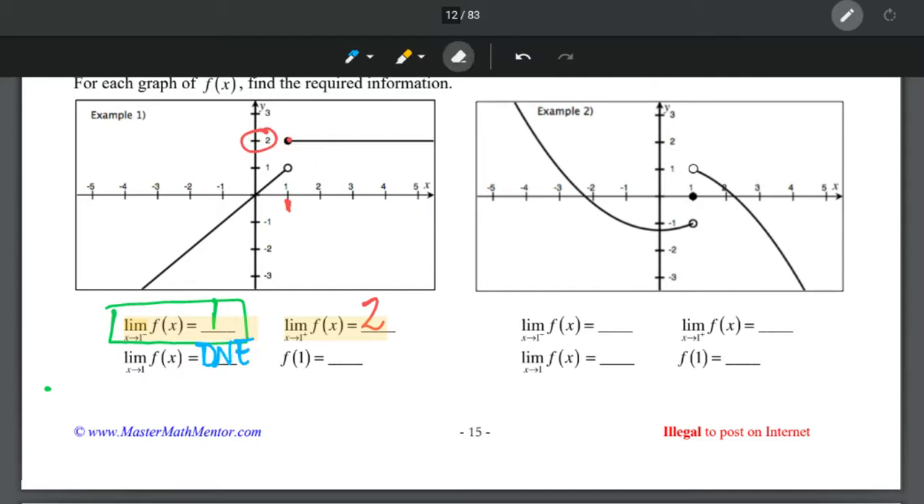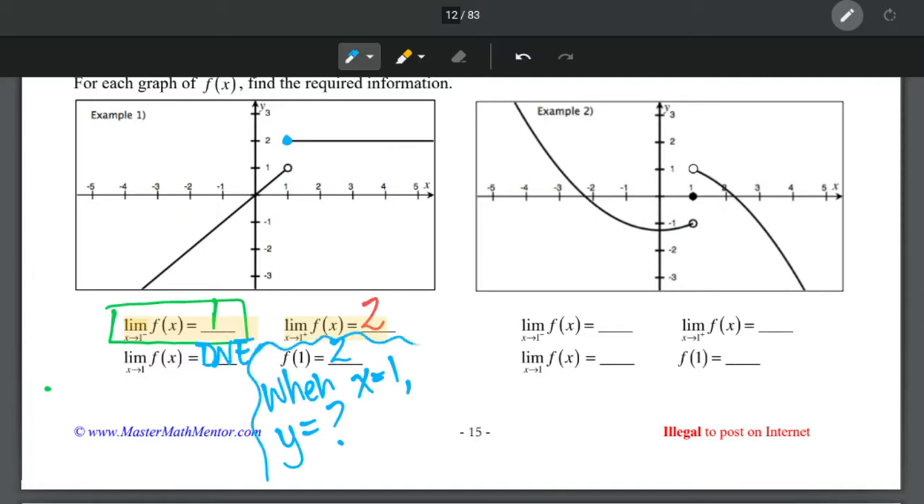And then sometimes you'll be asked to evaluate the value of the function. So what this is saying is, when x equals 1, what's the y? Well, when x equals 1, the y value is that colored in dot right there, it's 2. Now, limits have nothing to do with the value right there. So you can just leave them as a separate idea. They do relate later on, but for right now, that's all you need to know.